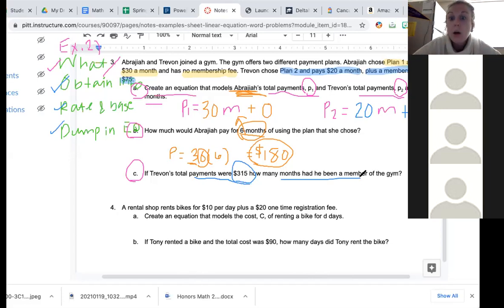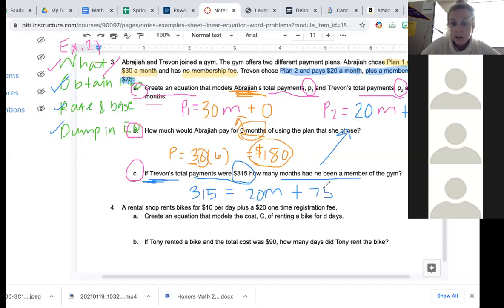The P. Thank you, David. Do y'all see how it says payments were $315? And we're talking about Trayvon, so make sure you use the right equation. That's this one. So for Trayvon, we know the P is 315. So I'm going to put 315 equals, we don't know the M because it says how many months. So I'm going to put 20M, because that's what it says up here, plus 75.